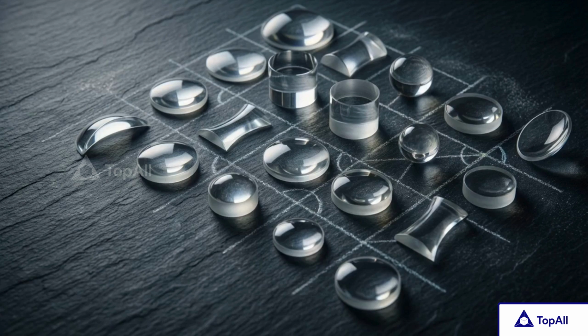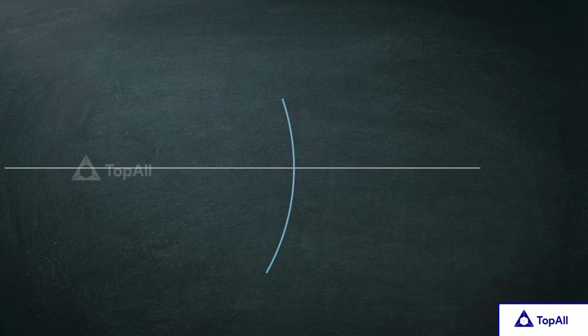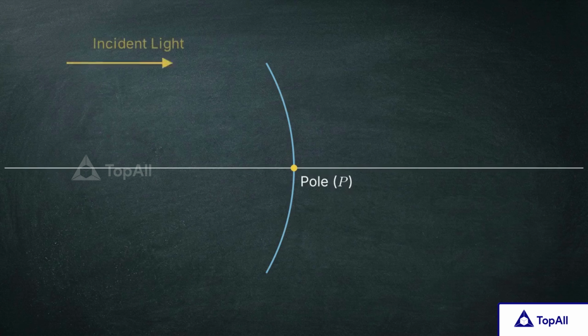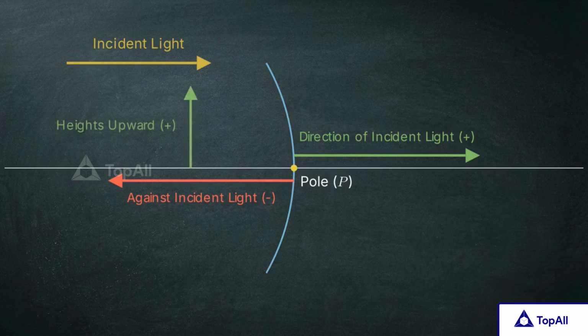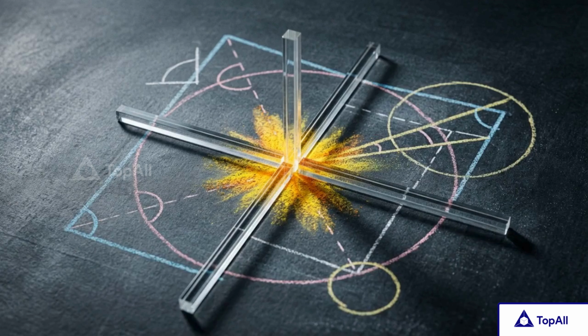To construct formulas that reliably predict the behavior of light across any spherical mirror or lens, we require a standardized system for measuring distances. This diagram shows the Cartesian sign convention. The geometric center of the spherical surface, the pole, acts as the 0 point. Distances measured in the incident light's direction are positive. Conversely, distances against the light are negative. Heights upward are positive, and downward are negative. Adhering to this specific coordinate grammar ensures that our final optical equations can correctly locate images, whether they are real or virtual.